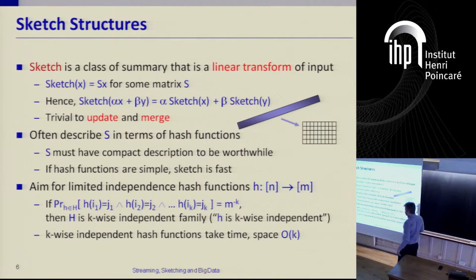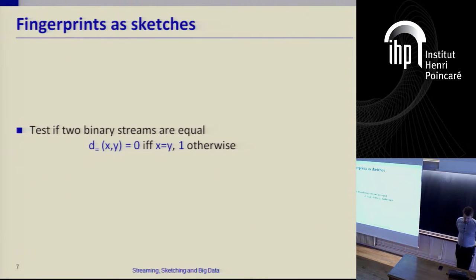I'll often talk somewhat relaxedly about these things, and we won't dwell too much on exactly where we draw these functions from. We'll make statements like, h is k-wise independent, and what we mean is h is a function drawn from a family of k-wise independent hash functions. All we need to know for today is that these things exist. They're actually not very difficult to construct. They have nice properties, but we'll just take them as a given.